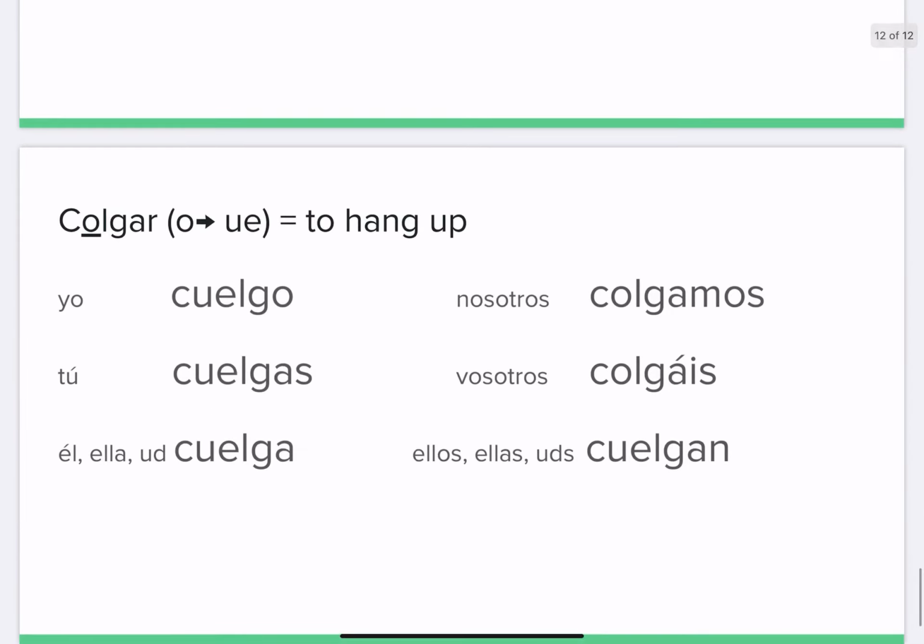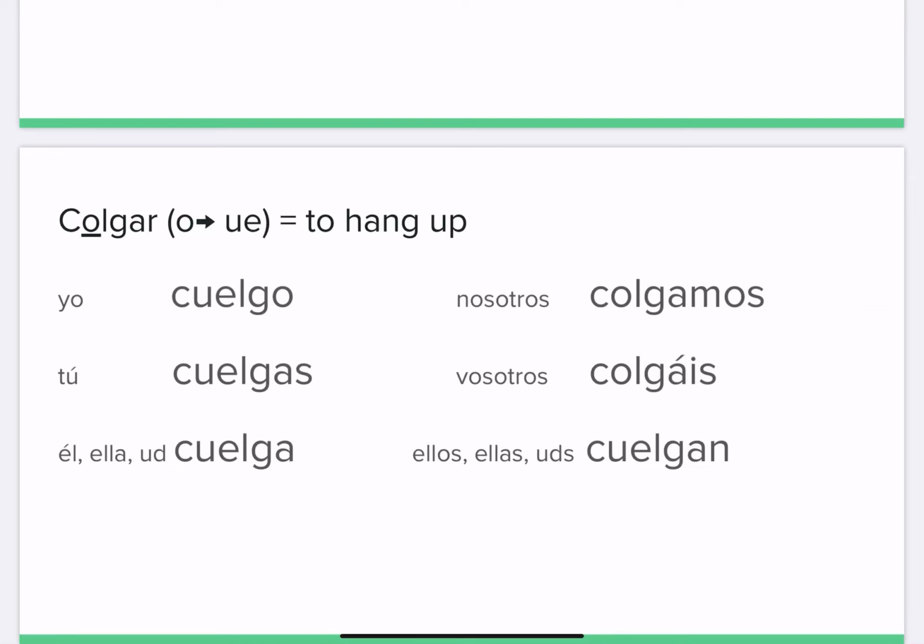The last verb that we learned is the verb colgar, which means to hang up. The verb colgar has an O to UE spelling change. The yo form becomes cuelgo. Tú cuelgas. Él, ella, and usted cuelga. Nosotros colgamos. Vosotros colgáis. And ellos, ellas, and ustedes cuelgan.